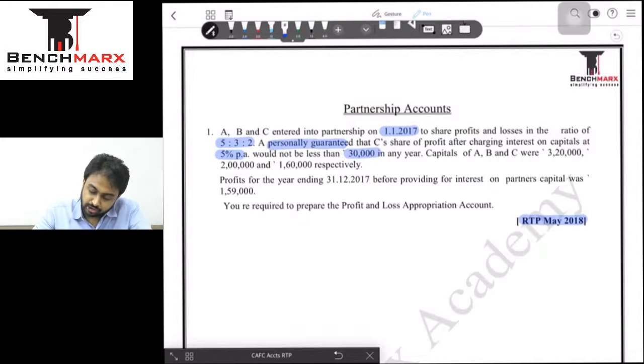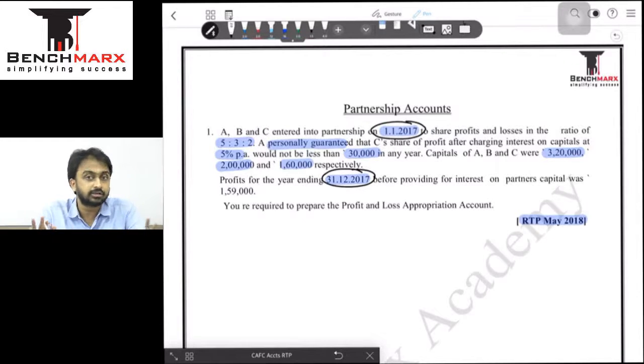The capitals of A, B and C were 3 lakh, 2 lakh and 1 lakh 60 respectively. And the profit is for the year ended 31st December 17. The starting date was 1st Jan and the profits are given for the year ended 31st December, which means an entire year's profit. The annual profits before providing interest on capitals were 159,000. So you are required to prepare the profit and loss appropriation account. Now the P&L appropriation account we have discussed is something which is applicable only for partnership concerns.